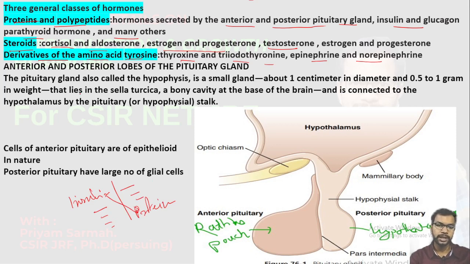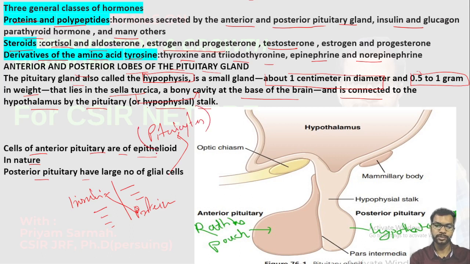Okay. Then anterior and posterior lobes of the pituitary gland. Pituitary gland is also known as hypophysis. Remember this term. It is a small gland about 1 centimeter in diameter and 0.5 to 1 gram in weight. Remember this parameter. It lies in sella turcica. What is sella turcica? It is a bony cavity present at the base of the brain and is connected to the hypothalamus by the pituitary or hypophyseal stalk. Cells of the anterior pituitary are epithelioid in nature, and the posterior pituitary has a large number of glial cells, also known as pituicytes.